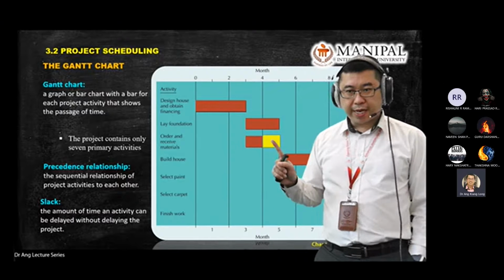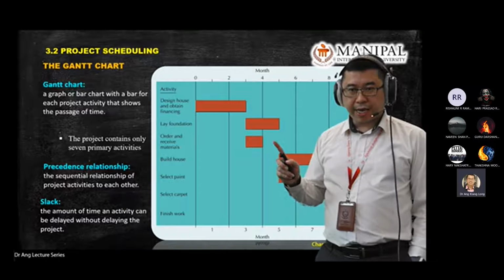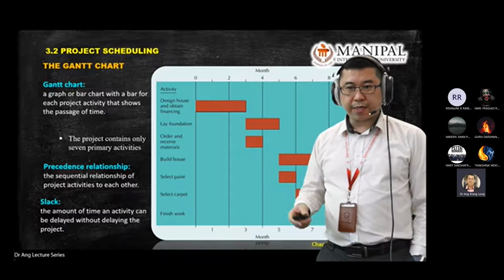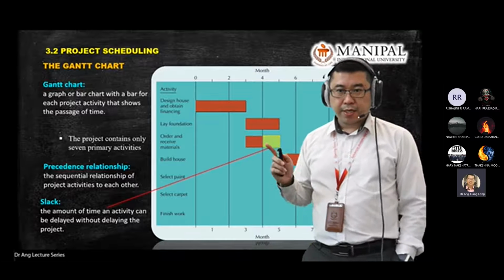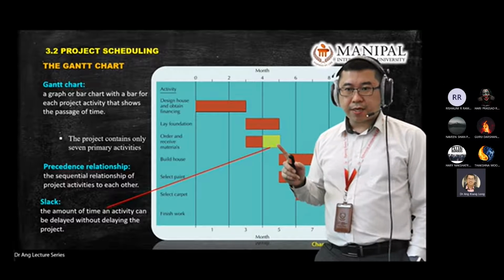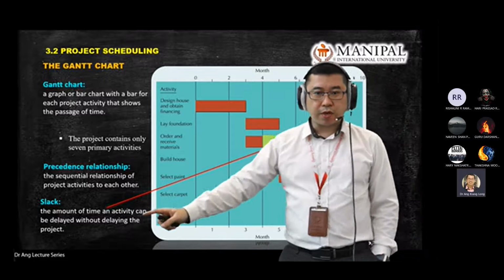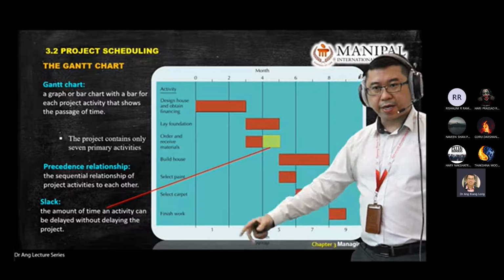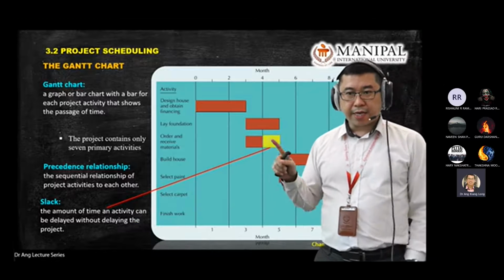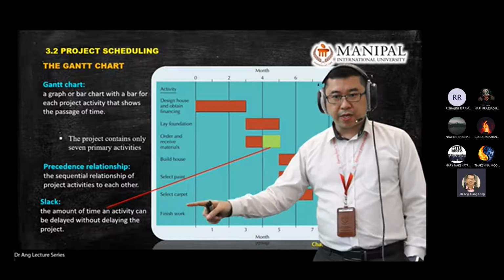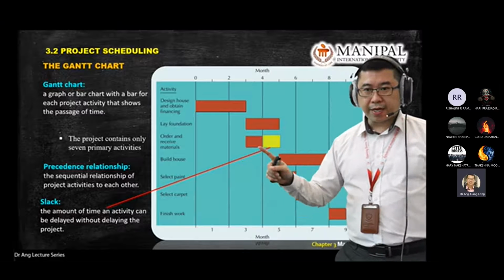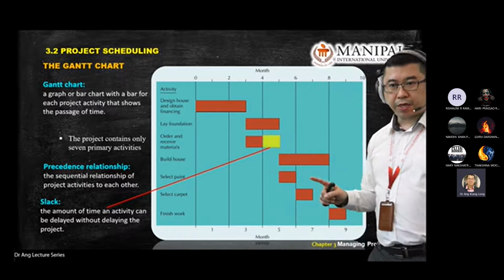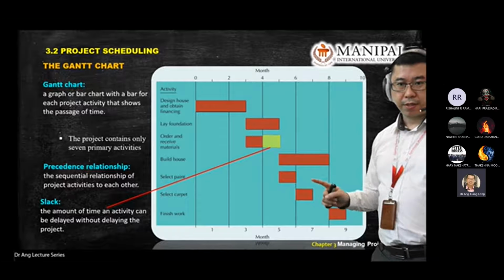So there is a gap here initially. There's a gap here that you can play around with. With this 1 month here that you can play around with. This section here we call slack. In this Gantt chart here, there is slack over here. 1 month slack for activity number 3. Same with here. Same with here.